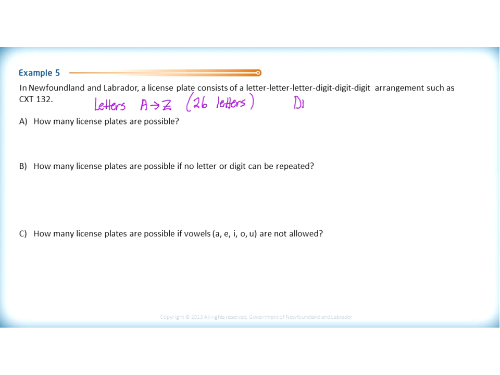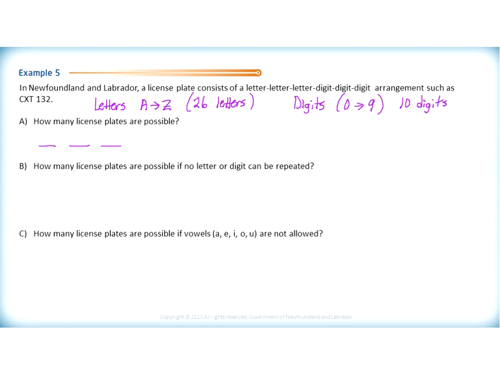When we talk about digits, we go from 0 to 9, and in that case we have 10 different digits from which we can choose. In part A of this example, it says how many license plates are possible. Note that it's not making any restrictions. It doesn't tell us if we can use the same letters twice or 3 times, or that we can't use the same digits over and over again. So if there are no restrictions, then we can use the fundamental counting principle.